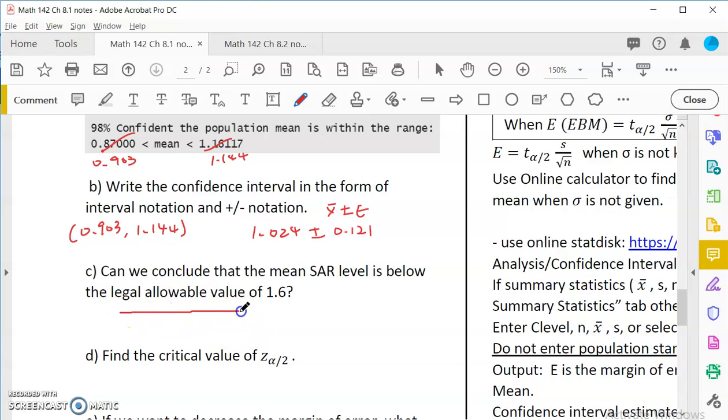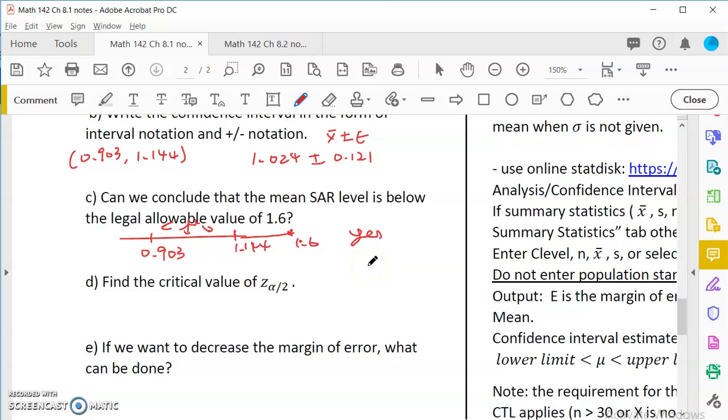Can we conclude that the mean SAR level is below the allowable 1.6? So let's draw the number line. 0.903 to 1.144. 1.6 is way over here, right? All of these mu values, so they are possible ones, we don't know which one, are below 1.6, so we say yes.